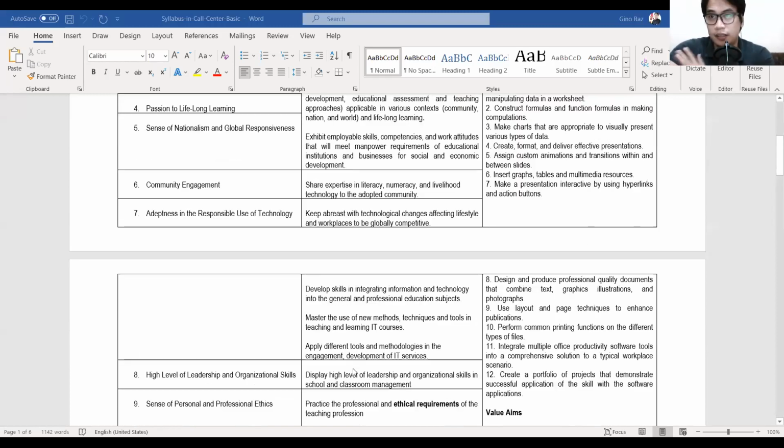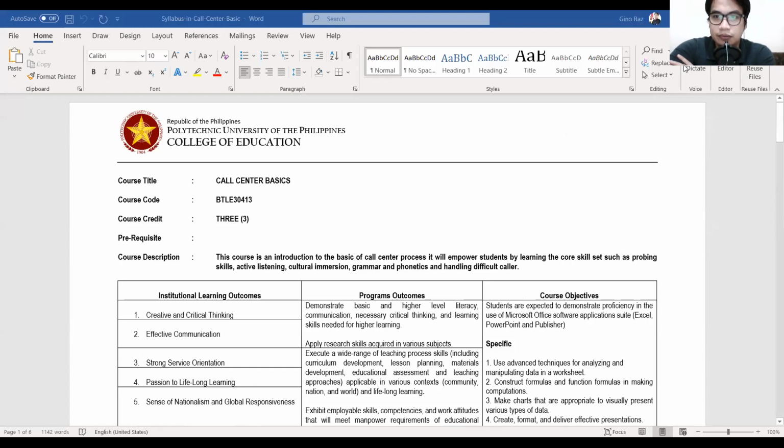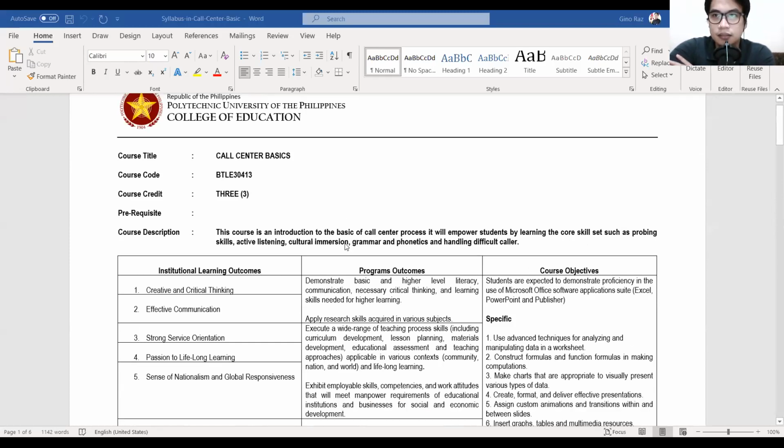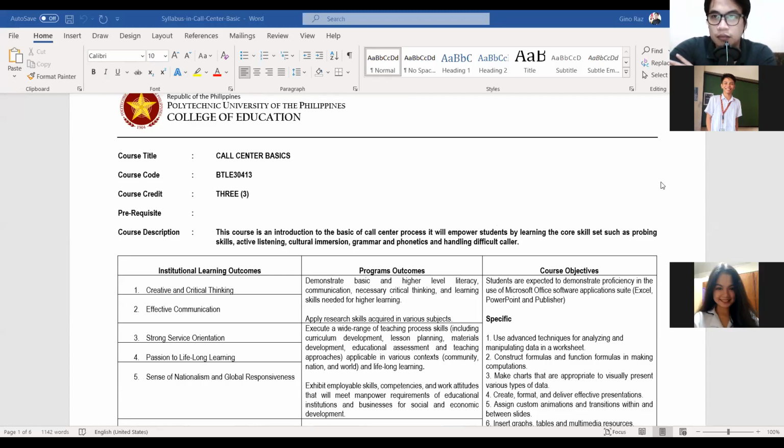So here is the syllabus of the call center basics. Can you see it, class? The whole thing? Yes po. All right. So thank you for the responses. Don't be shy with your responses if I'm asking a confirmation question. Mas okay na yung sabay-sabay kayo kaysa walang nagre-response.